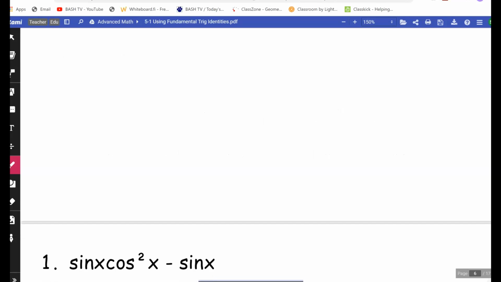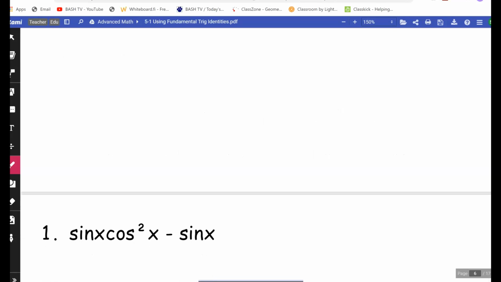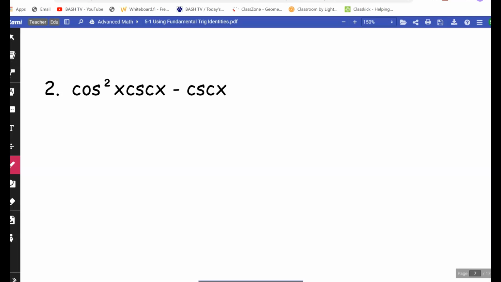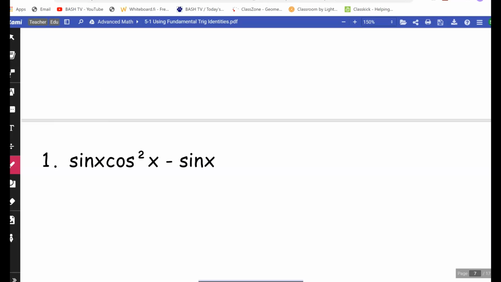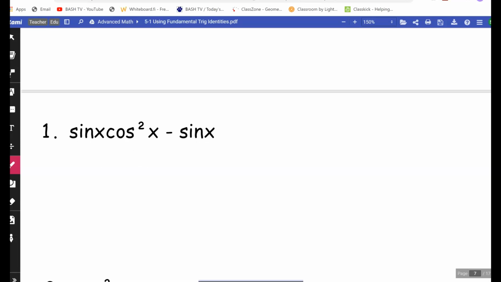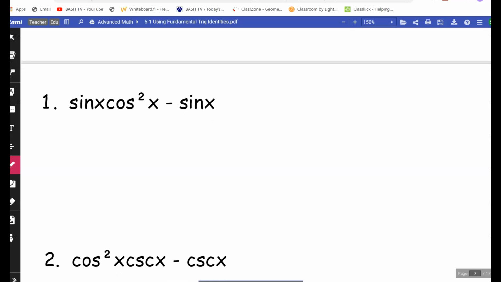All right, so let's just look at a problem. I've got a few examples here. Oops, I went too far. First one is this one here. So we have sine, we have cosine squared minus sine.